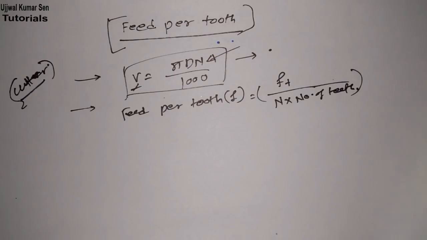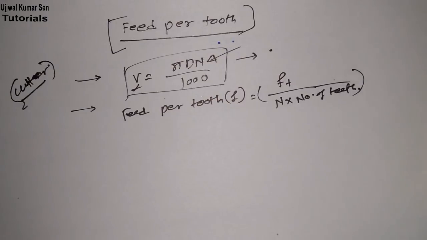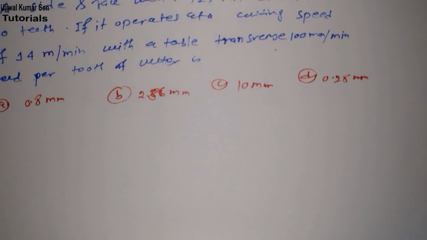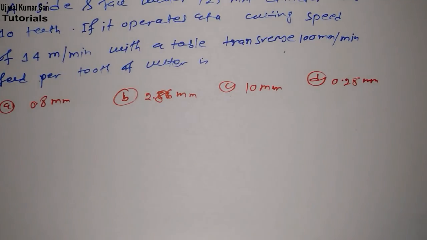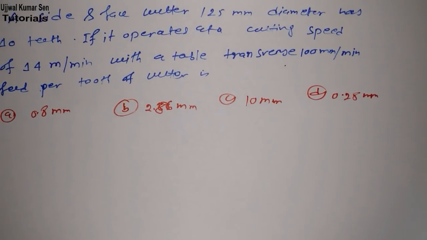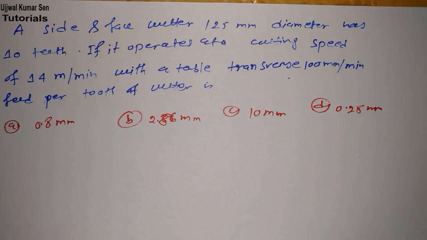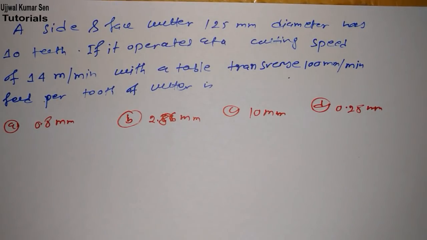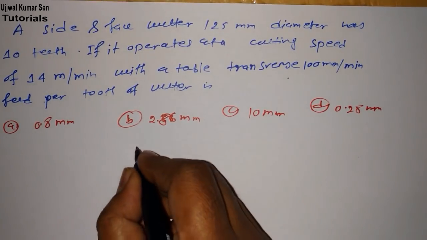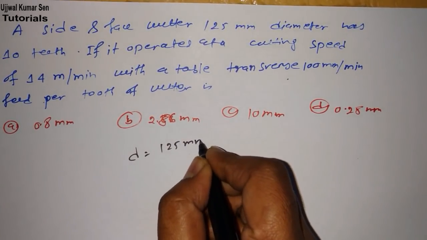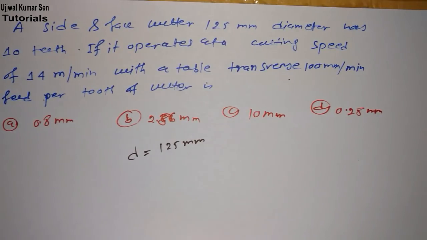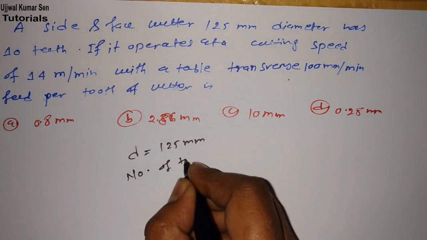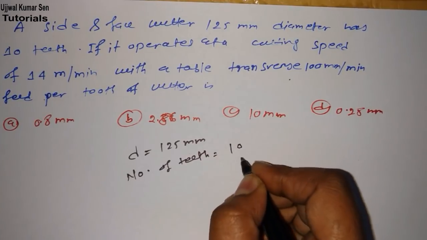Now let's go to the question which has been asked in GATE. The question is in front of you and you can read it; I'm also going to read it. We are given a side and face cutter, as I shared, of 125 diameter. So diameter is equal to 125 mm, it has 10 teeth, so number of teeth is equal to 10.